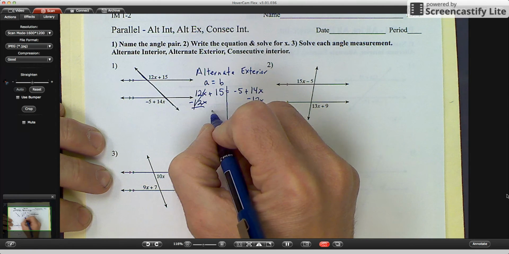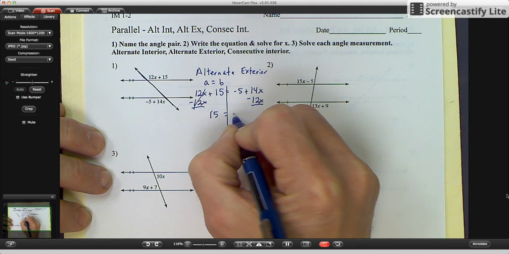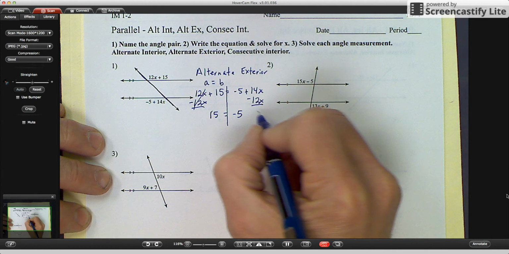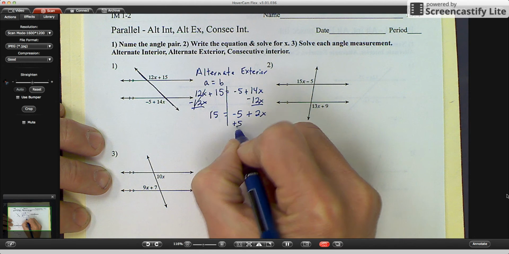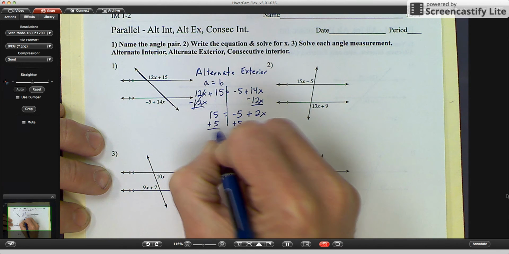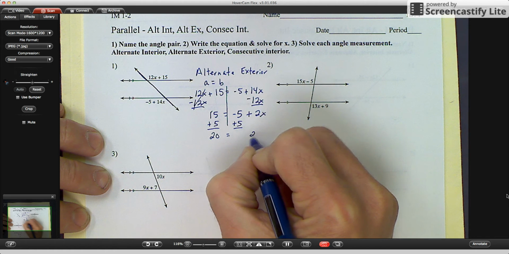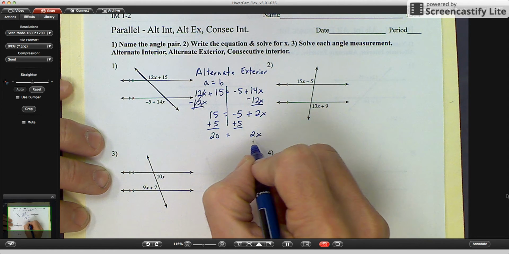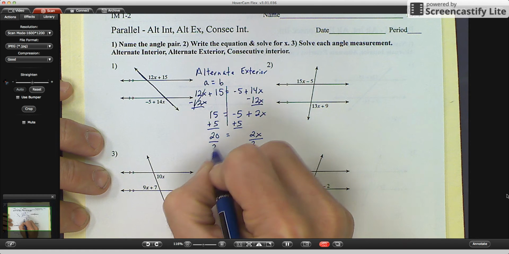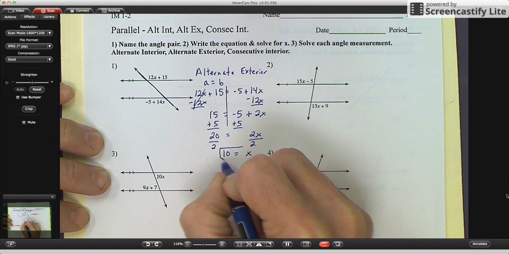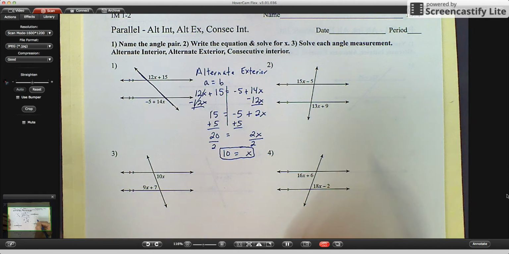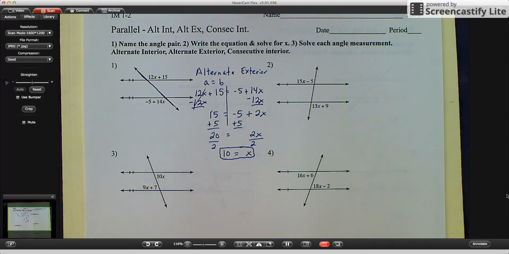That cancels out. You get a 15 is equal to a negative 5. And then 14x minus 12x would be a positive 2x. And then I'm going to add 5 here and add 5 here. And you get 20 is equal to 2x. And then I'm going to divide by 2. And you get x equals 10.